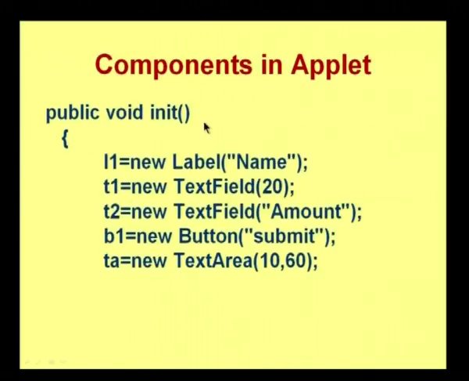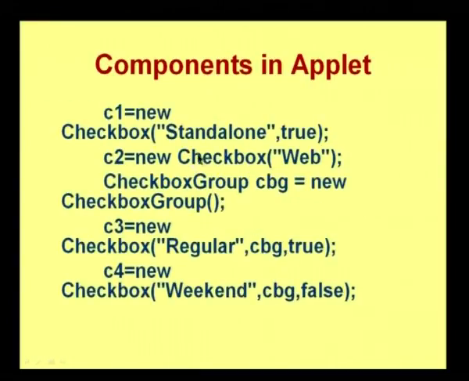Here in your init method, init is similar to your constructor, or while loading your applet, this init method is called, and it is only called once. You can see here we have a label and we have a text field, and here a text field is specified only with the field size. Here it is specified with the content, that is the text, and a button with the caption that should be displayed on the button, then your text area 10 by 60. Here we have checkboxes.